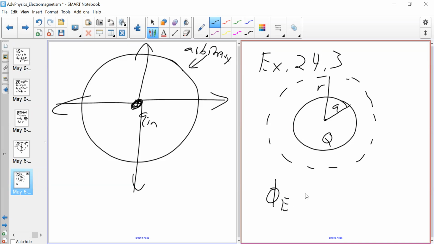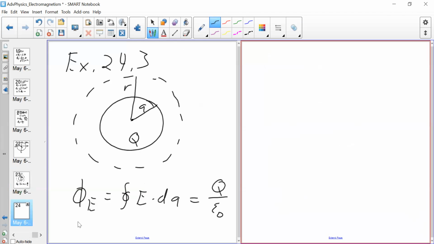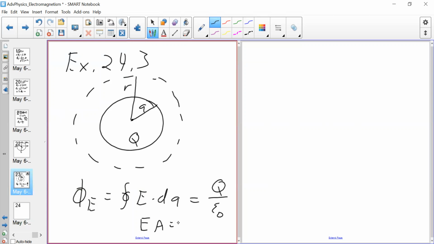So we have electric flux, which is E dot dA, and we know that that's equal to Q over epsilon naught. We want to find the field. This is the easiest case because we're surrounding the entire charge Q with this Gaussian surface, so we don't have to break up Q into any type of density. So when we integrate this, this becomes EA equals Q over epsilon naught.